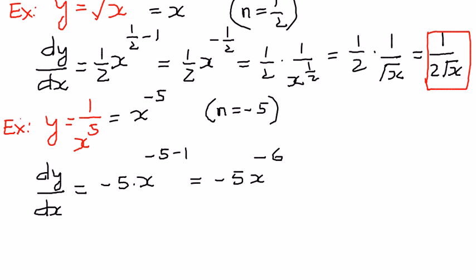Therefore, we can express this x to the power of negative 6 as a positive exponent by bringing it to the denominator. So we can write it as negative 5 times 1 over x to the power of positive 6. So therefore, we can write this as negative 5 divided by x to the power of positive 6. So therefore, that is our answer. That is the derivative of that given function.